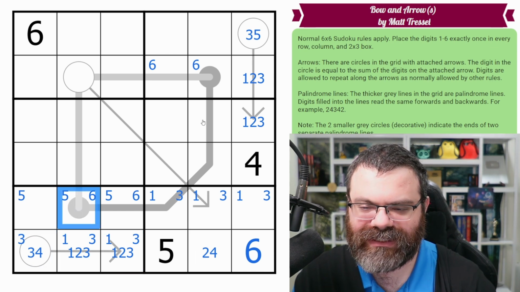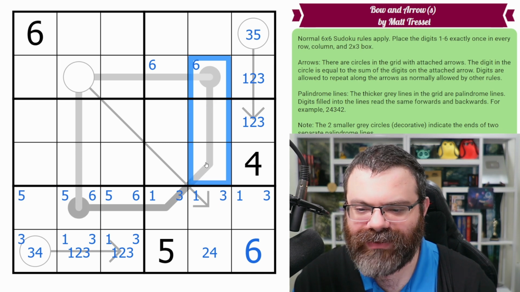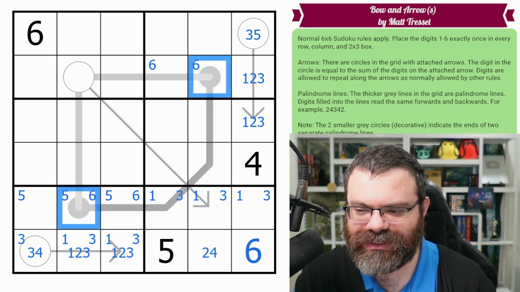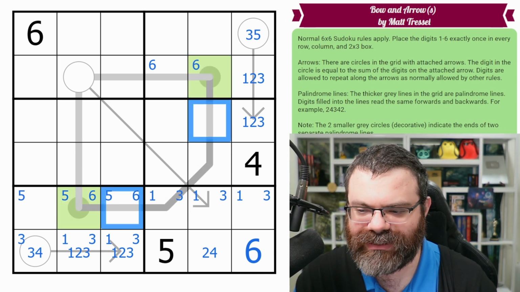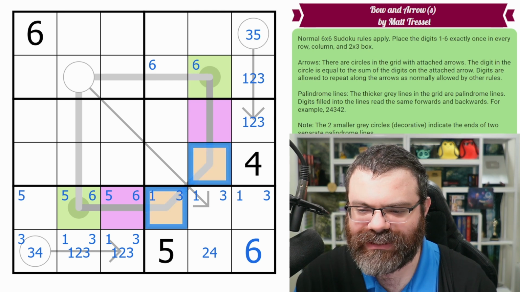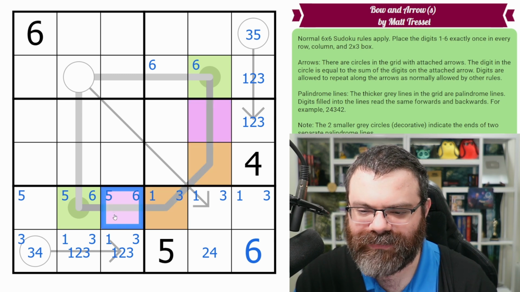All right, I think I have to think about these palindromes now. So the way to think about palindromes is it's just a bunch of clones. So these two are the same digit as each other, these two are the same digit, and these are the same digit. And they all have to be different because they share a column here and a row here. So orange is the same digit, purple's the same digit, etc.